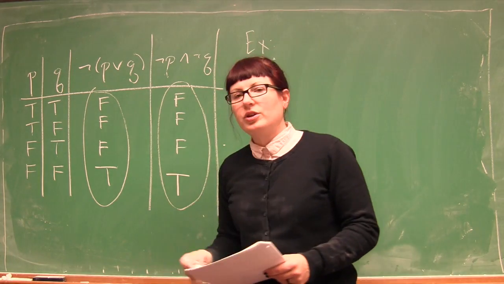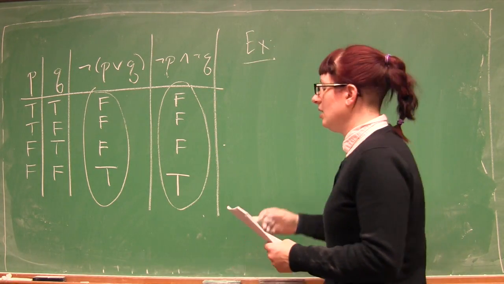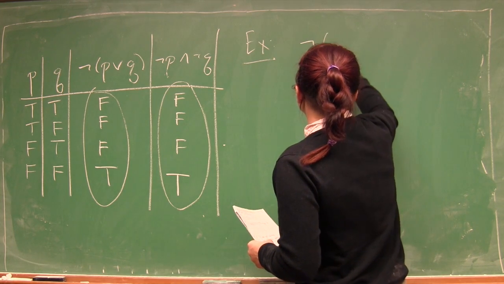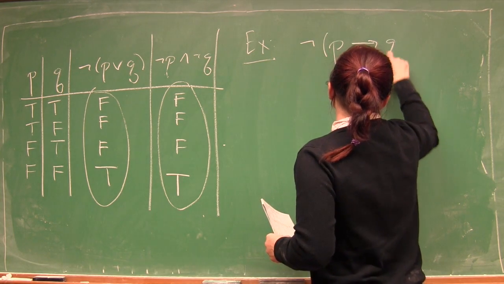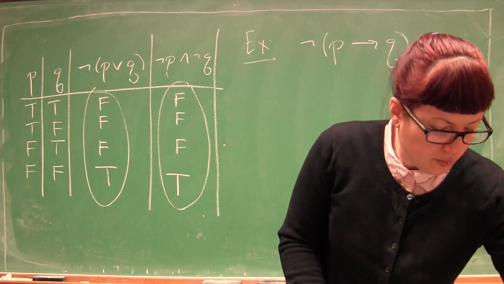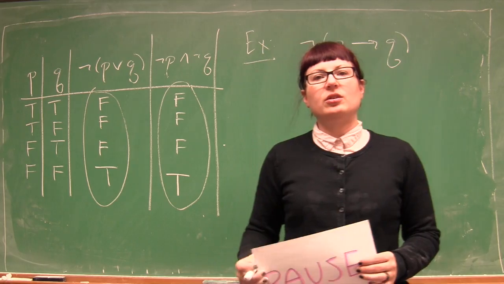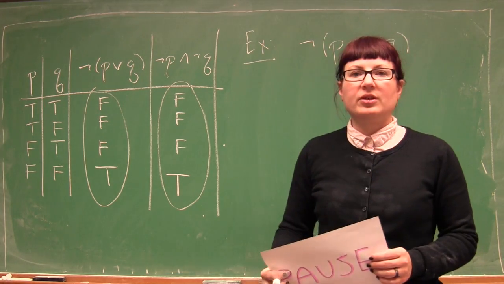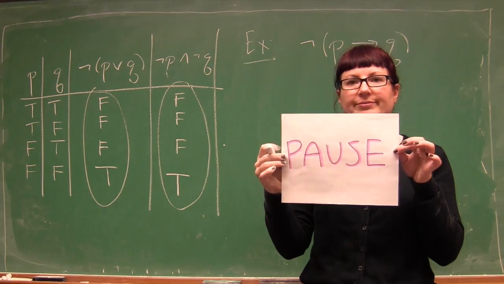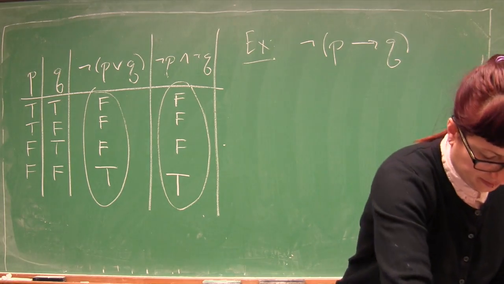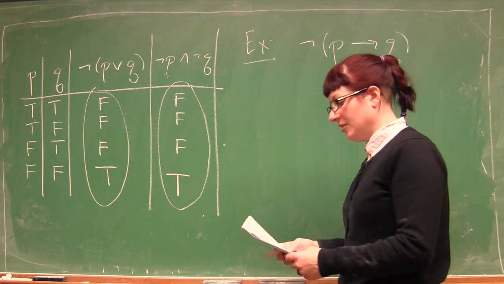Next example, what do you think the negation should be of the implication P implies Q? So try to figure out a logically equivalent statement for the negation of P implies Q using our truth table. Okay, let's see how you did.